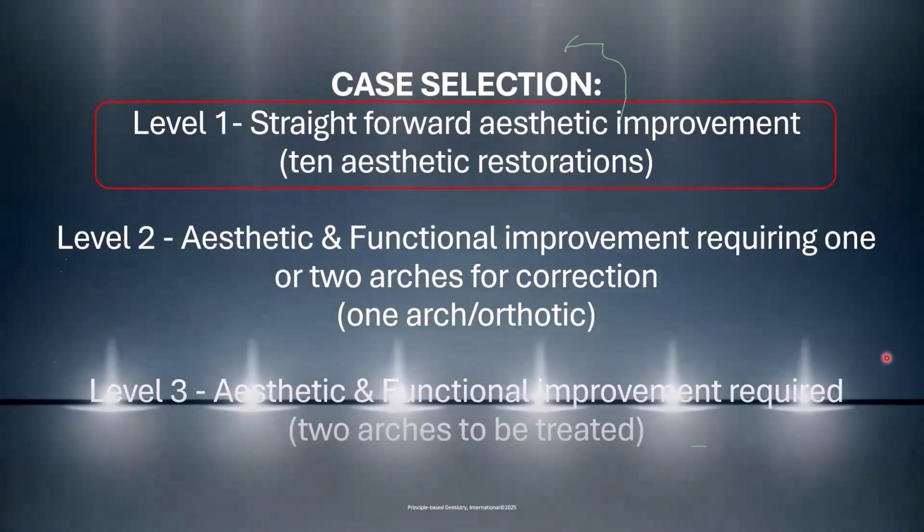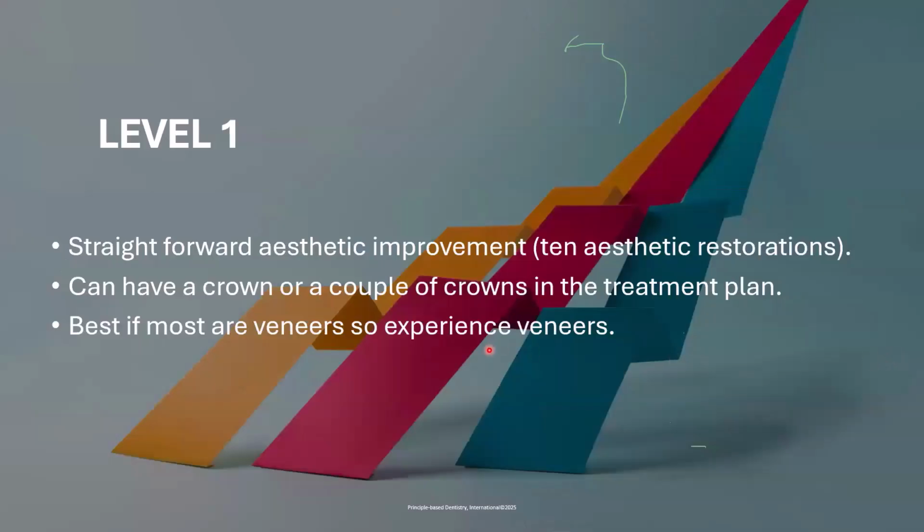So I'm going to really focus on level one mostly today. That's just a straightforward 10-unit aesthetic restoration. So level one, again, it's just straightforward aesthetics. Somebody comes in, you can have a crown in those 10 units.